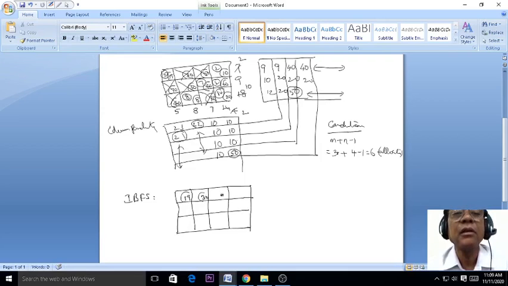30, 50 and 10, 70, 30, 40, 60, 40, only 8, 70, 20. So what are the allocations here? 5, 2, 7, 2, 8 and 10. See 6 allocations: 1, 2, 3, 4, 5, 6.